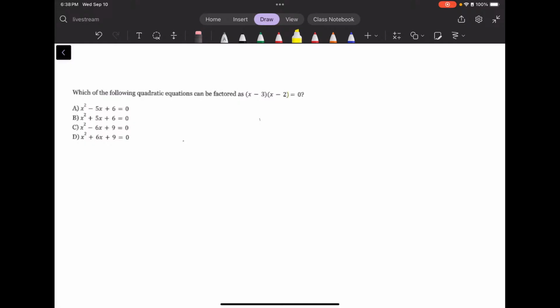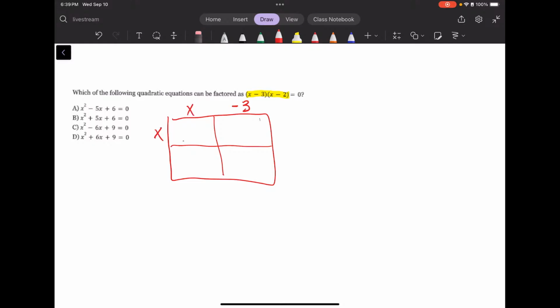And this is pretty simple. All you have to do is FOIL this back. So I typically will use the box method, right? This is just if you're not good with foiling or you sometimes mess up. So we have x and -3 on the top. That's what's in parentheses, and x and -2. So when we go through and multiply, we have x squared, x times -3 is -3x, x times -2 is -2x, and -2 times -3 is going to give me a +6.